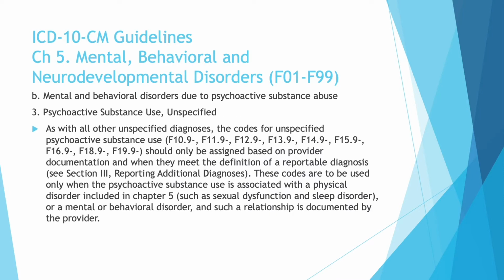And one more part with the guidelines, for psychoactive substance use, unspecified, in Chapter 5 of the guidelines, Part B, number 3. As with all other unspecified diagnoses, the codes for unspecified psychoactive substance use, and these are all of the categories where the 4th character is the number 9, should only be assigned based on provider documentation and when they meet the definition of a reportable diagnosis. These codes are to be used only when the psychoactive substance use is associated with a physical disorder included in Chapter 5, or mental or behavioral disorder, and such a relationship is documented by the provider.